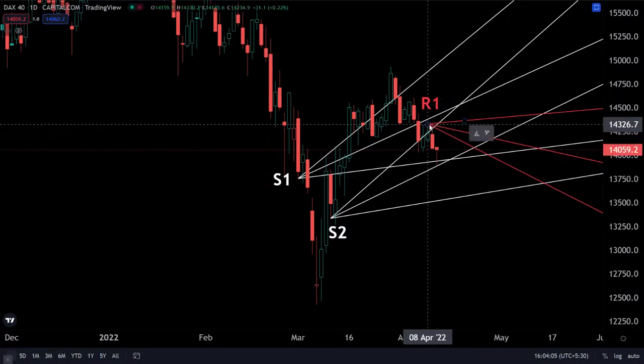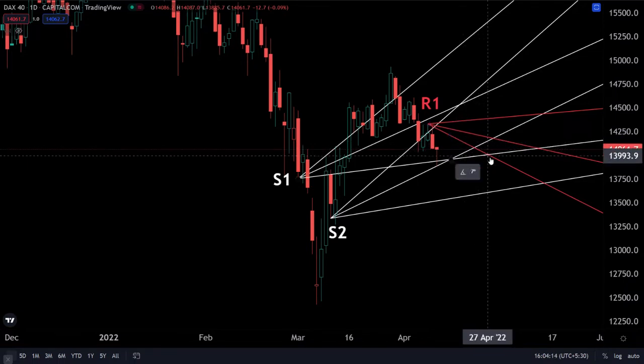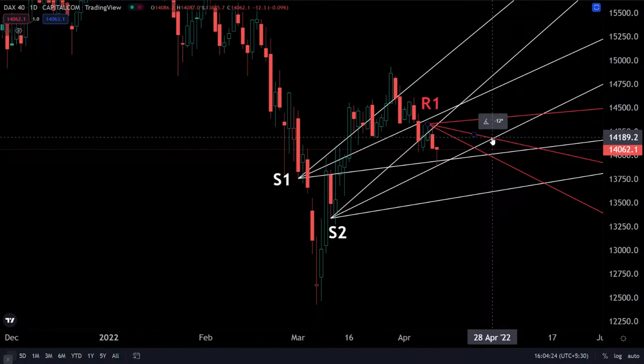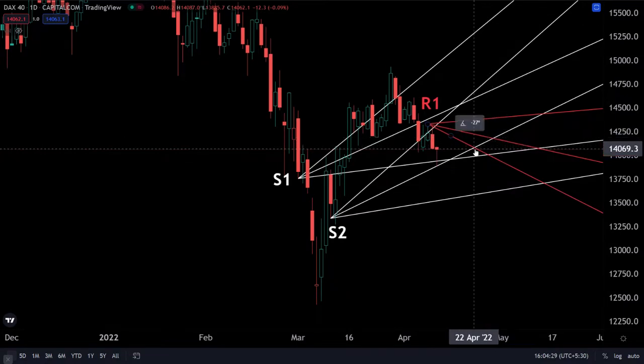We're looking at primary resistance R1 right around 14,340 today. And in between, you'll see where these red and white lines intersect. Being above the current price level, they'll act as resistances. So you can see we have a resistance right here where my cursor is, about 14,080, which is our first resistance.